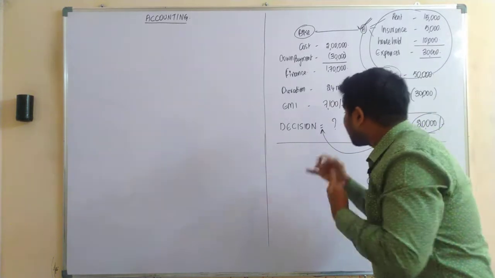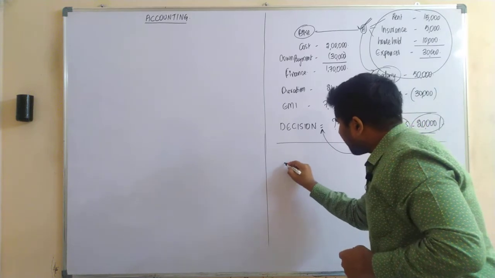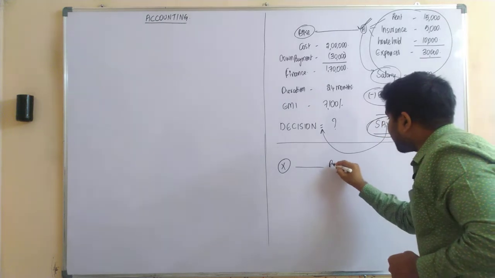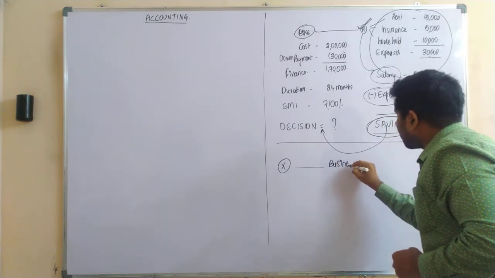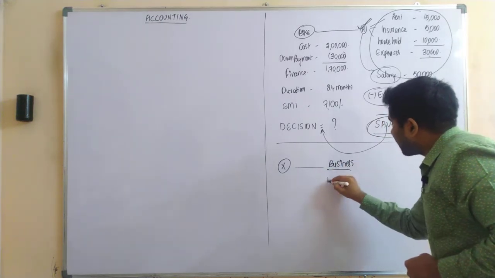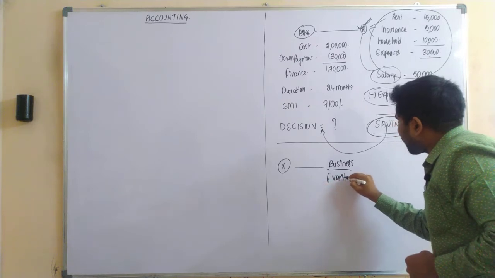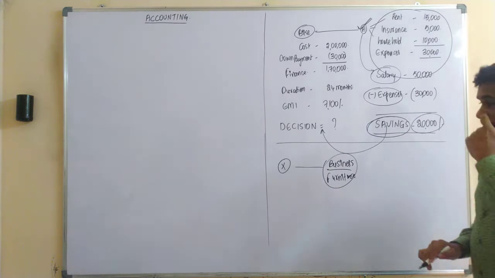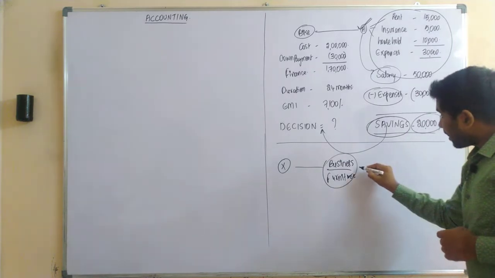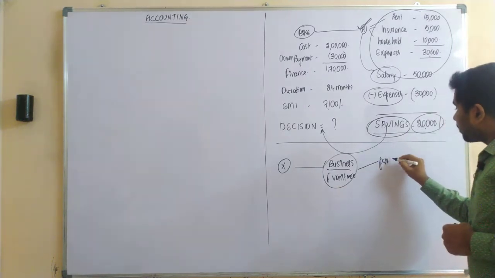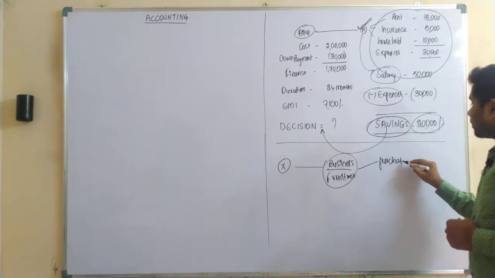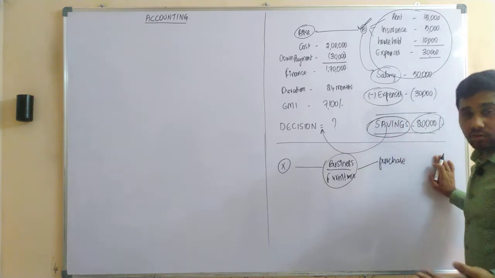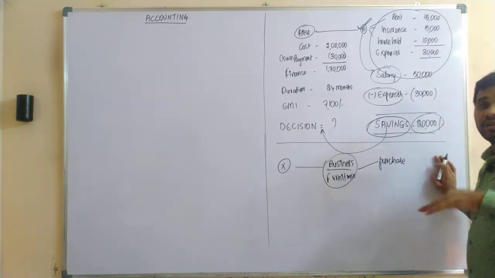Let's have another example. Let's say we have Mr. X, who started a business, a furniture business. In that case, Mr. X would be purchasing the wood and converting the wood into furniture. Yes or no? So his main business would be converting the wood into furniture.